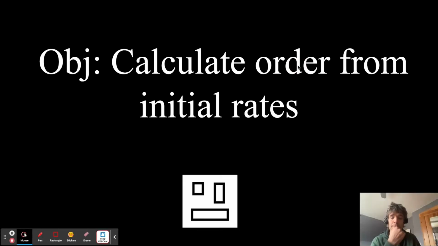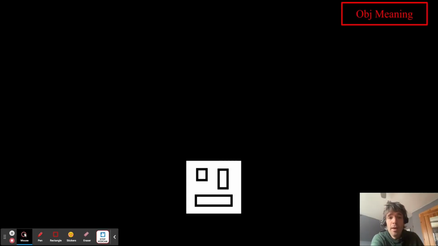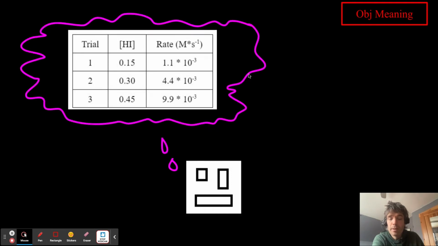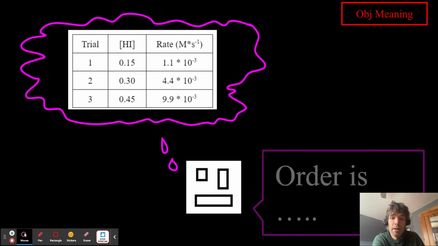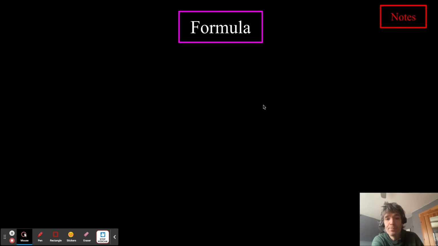Here's our topic. Here's our objective. What this means is, when we're given some data about a concentration and the rate of the reaction, the concentration of a product or a reactant, we want to be able to tell you what the order of that reaction is. Now, there's a formula that we can use.